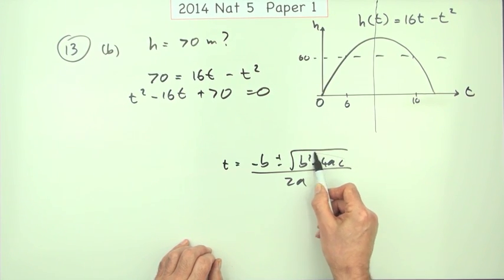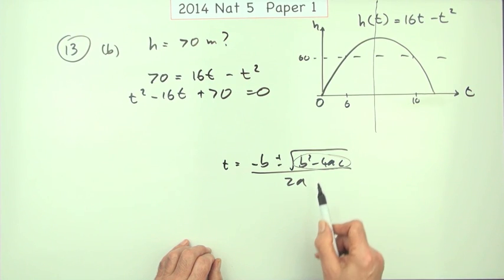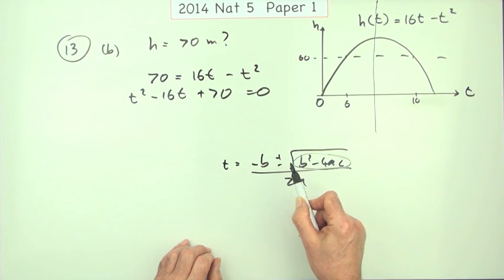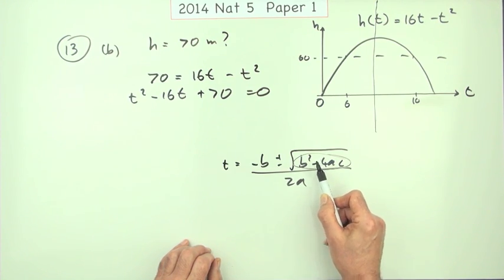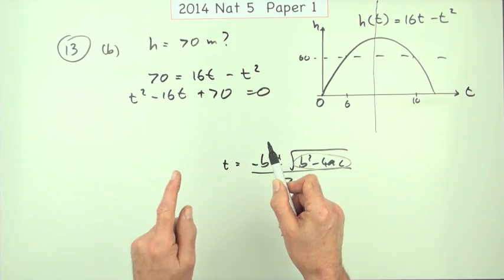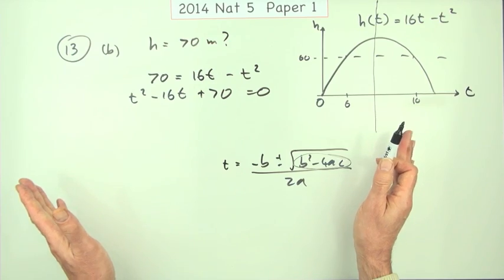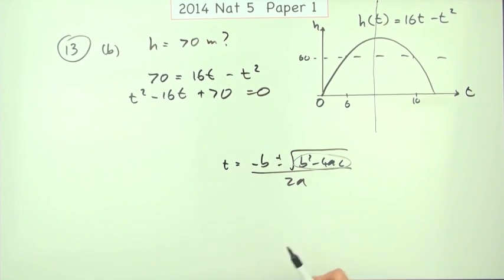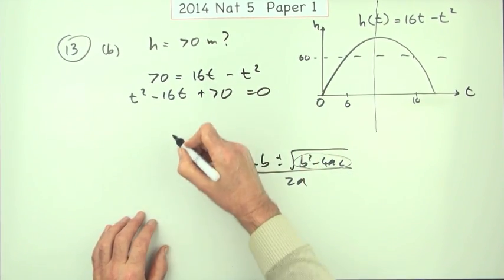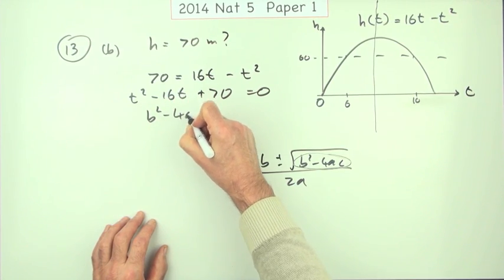But you don't need to, because it's just this part here that matters. If that part's negative, there are no answers. If that part's not negative, there will be an answer, which won't matter because the question didn't ask for it. It just said, will it ever get to 70? So this will tell you. So I could say, well, what's b squared minus 4ac?